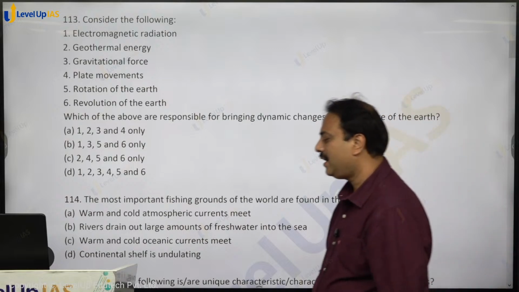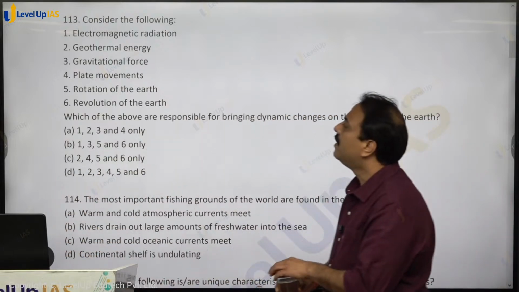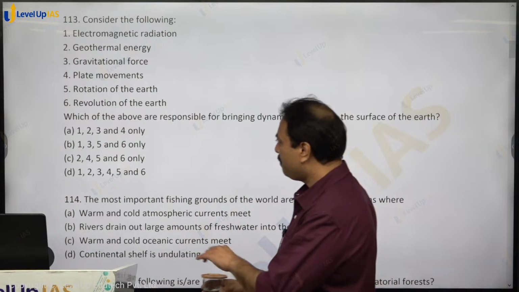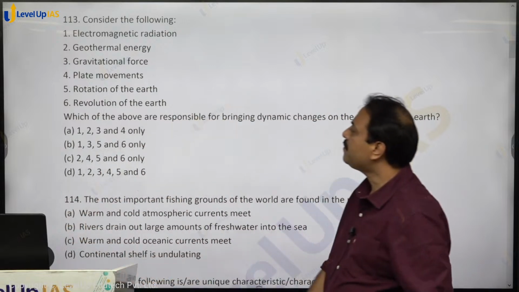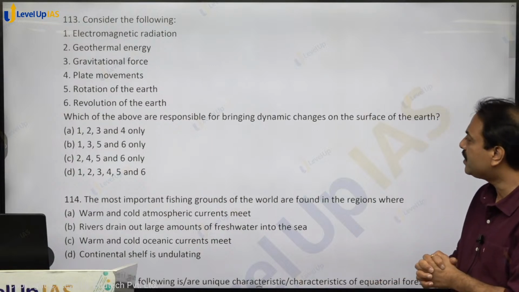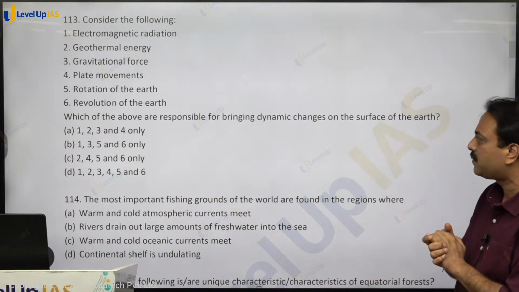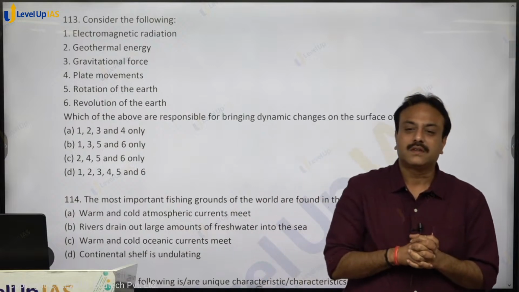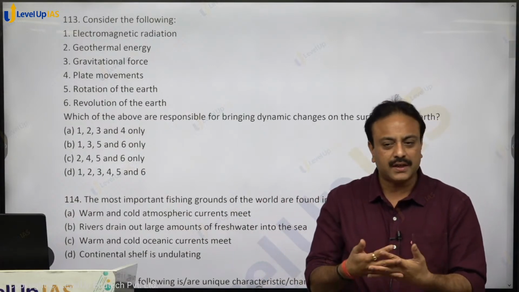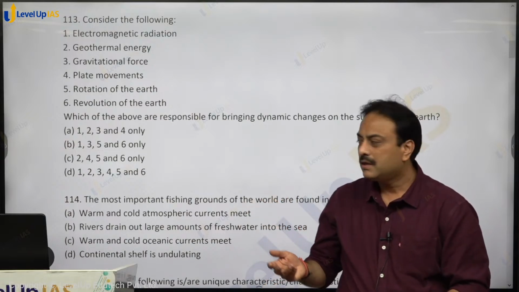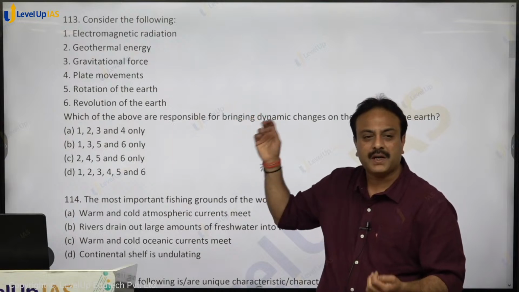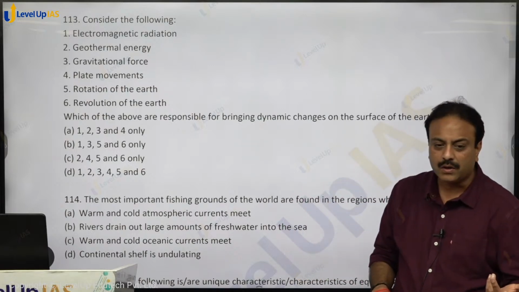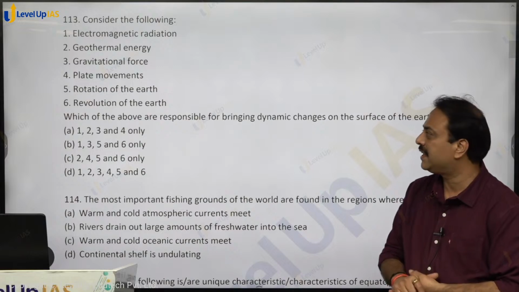Consider the following: electromagnetic radiation, geothermal energy, gravitational force, plate movements, rotation of Earth, revolution of Earth. Which of the above are responsible for bringing dynamic changes on the surface of Earth? Electromagnetic radiation, what does it do? It will increase the temperature, reduce the temperature, season, insolation, terrestrial radiation, all dependent on that only. So it will cause dynamic changes, all wind, water movement, everything on that only. So it will do that. Geothermal energy coming from inside the Earth. Yes or no? It will also conduct impact changes on the surface of Earth.